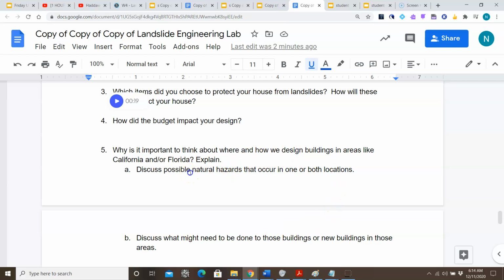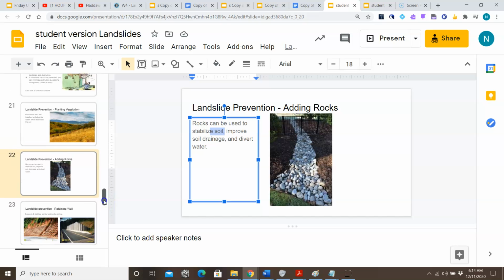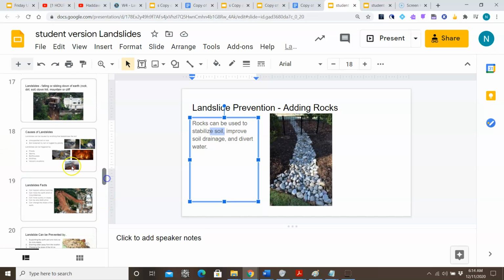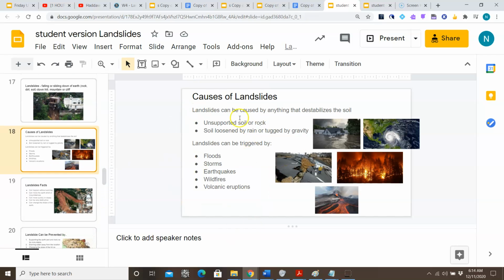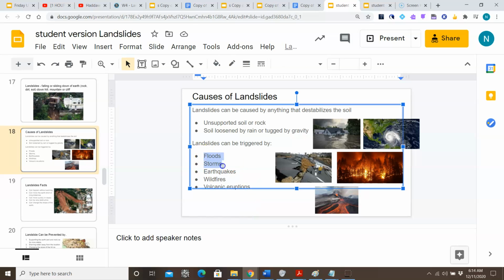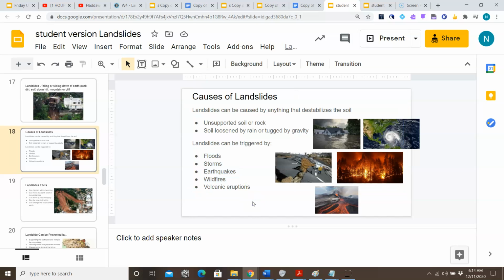So for this part, natural hazards, once again, you're going to go back to the slides because all that information is in here. It talks about causes of landslides. So when you read what causes them, like floods, storms, earthquakes, wildfires, volcanic eruptions, etc. If you choose Florida, for example, does Florida have floods? Does it have storms? Does it have earthquakes? Like, what happens in Florida that can trigger a landslide?